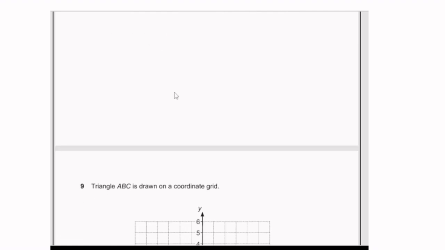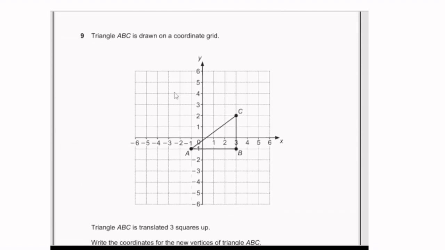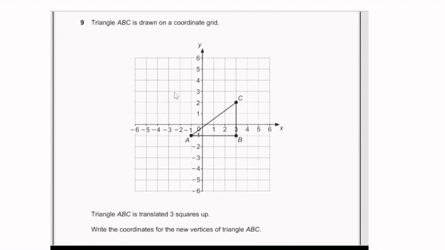Very simple question, just 1 mark. Now a question from transformations. Triangle ABC is drawn on a coordinate grid. The triangle ABC is translated 3 squares up. Translated means moved, right? Translation means moved. So this is moved up 3 squares.